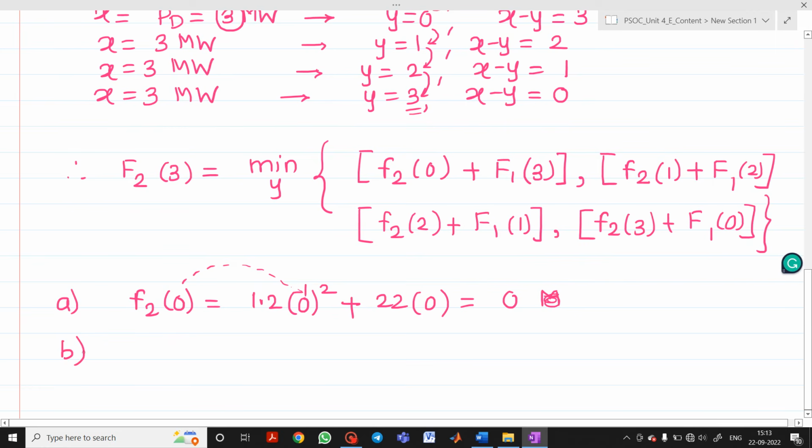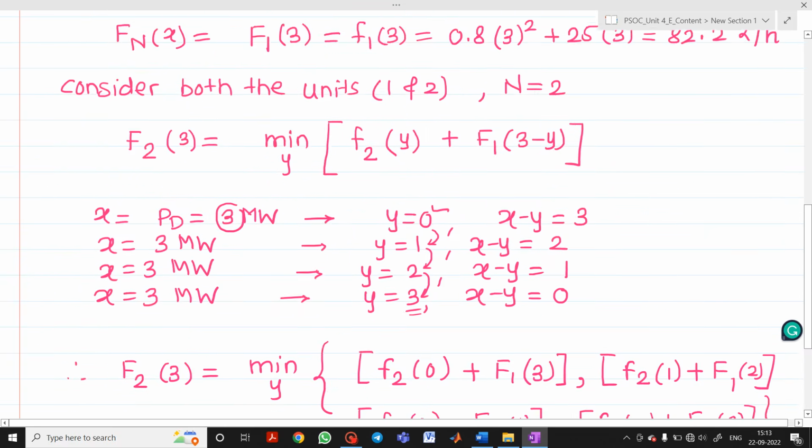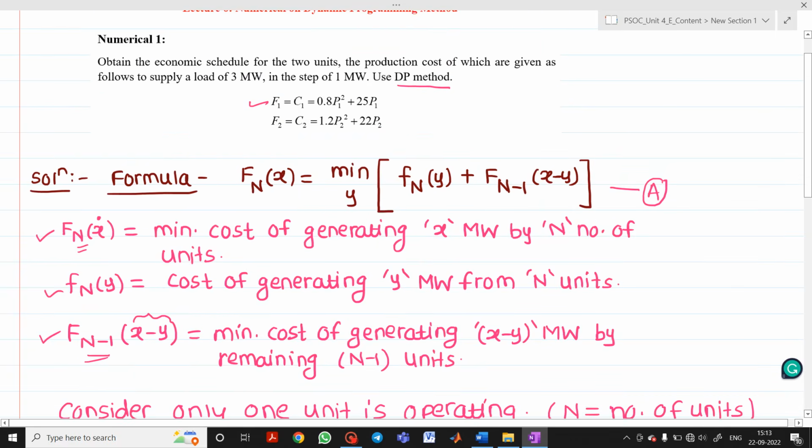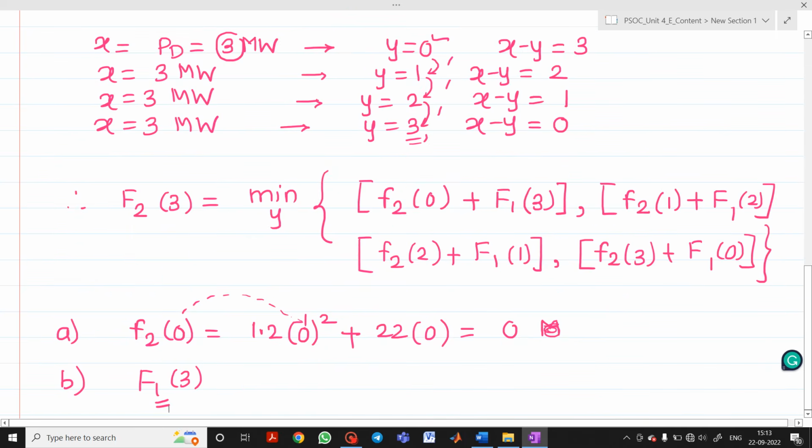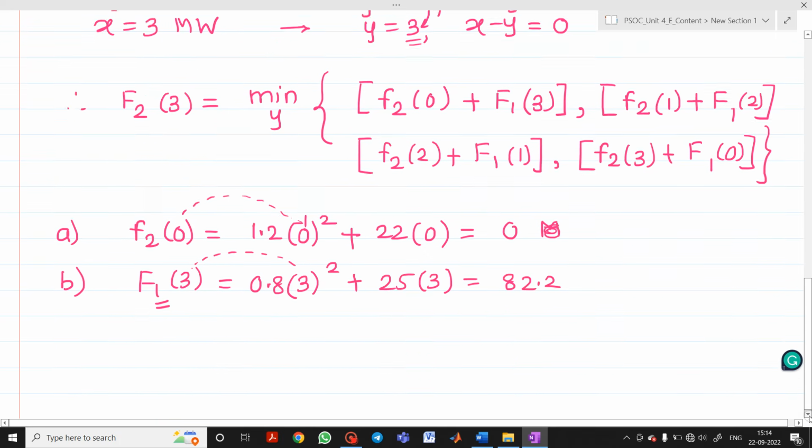Now I will take the second combination, F1 of 3. Now what you have to do here? Here this is the value of n equal to 1. So what is the equation of first unit? Equation of first unit is 0.8 P1 square plus 25 into P1. So I will put it here 0.8. Now what is the value of power here? Value of power is 3. So 3 square plus 25 into 3. So if you solve this, you will get the answer as 82.2.